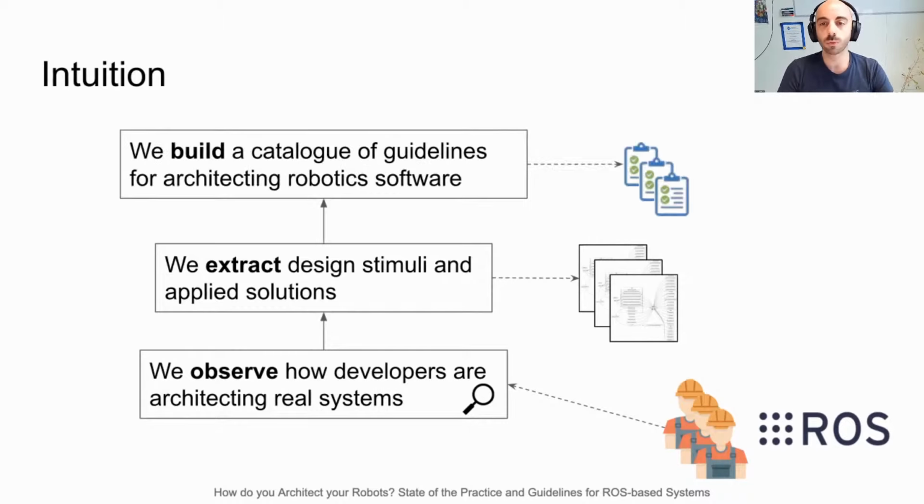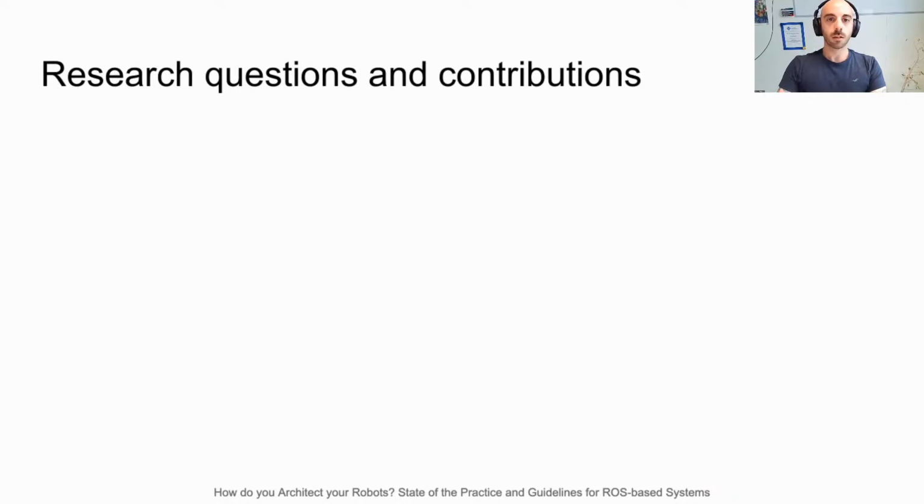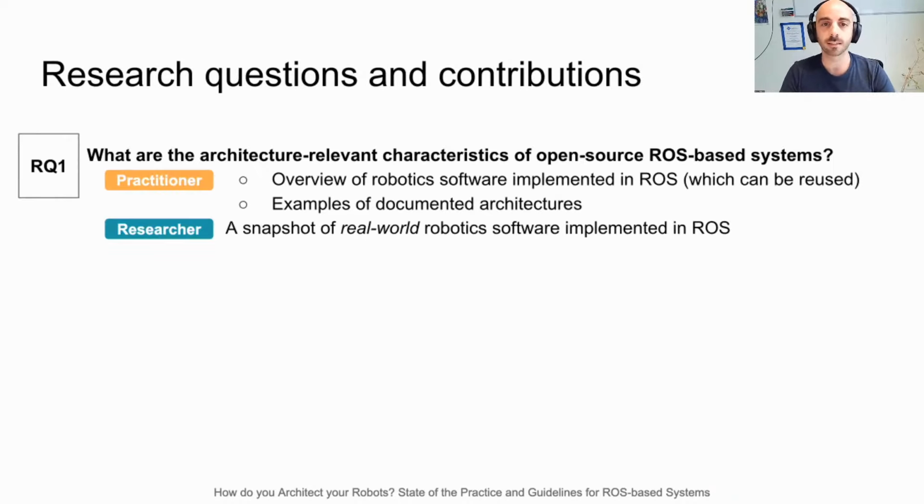And then we want to build a catalog of guidelines about how robotic software can be architected in such a way that it satisfies the classical quality attributes like maintainability, performance, safety, and so on. Okay, for this study we have three main research questions.